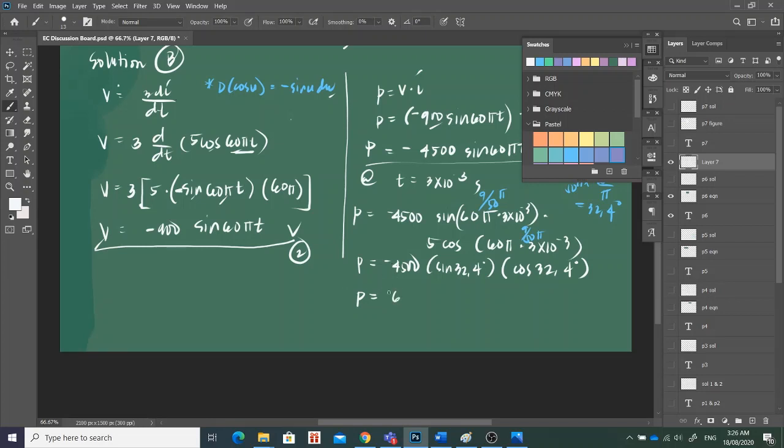So, P is equal to negative 6,395.5257 watts. Okay, so negative 6,395, or we can represent that in terms of kilo, negative 6.396 kilowatts. Okay, so that is our solution.